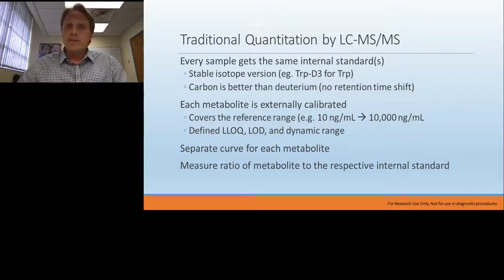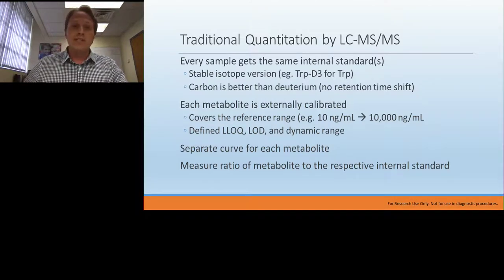And so each metabolite is also externally calibrated, and we're covering the reference range of interest. And that reference range in a clinical setting is defined by the ranges in which it might be normal, abnormal, or out of the range of quantitation. And so one example would be, say, 10 nanograms per mil to 10,000 nanograms per mil.